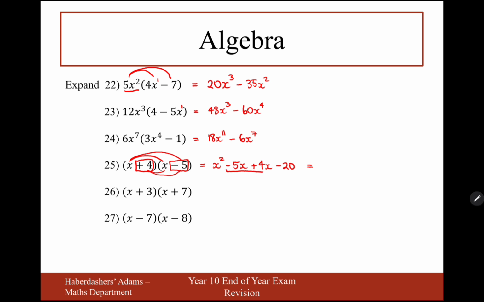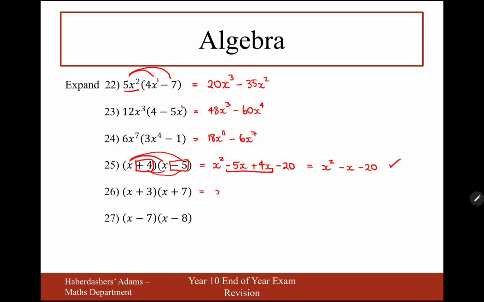We need to simplify our answer a little bit. The only two terms we can simplify here are these two bits in the middle, because they're both the same power of x, so we can add these x's together or subtract these x's together. So it's x squared minus x minus 20. And there we are, that's the answer for question 25.